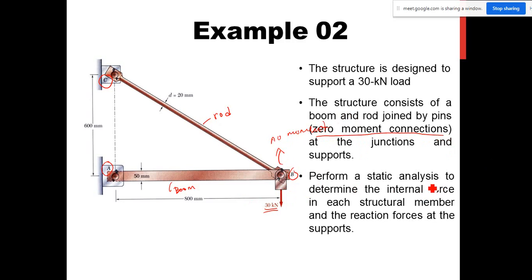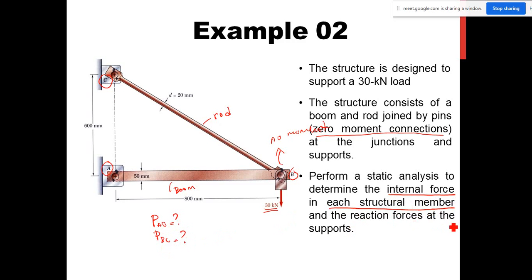Perform a static analysis to determine the internal force in each structural member and the reaction force at the support. So the question is to determine the internal force in each structural member. We have two members, member AB and also BC. So what you have to do is calculate PAB and also PBC. That is the question: the internal force for each member.